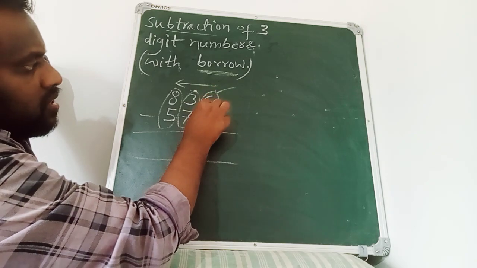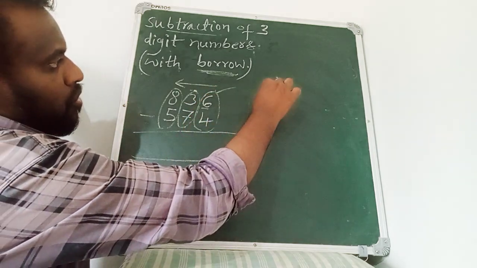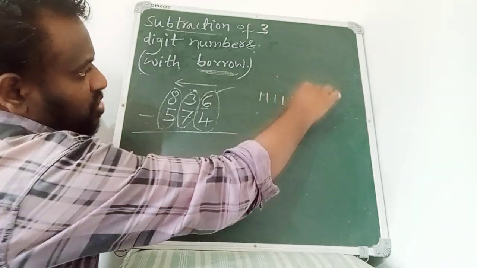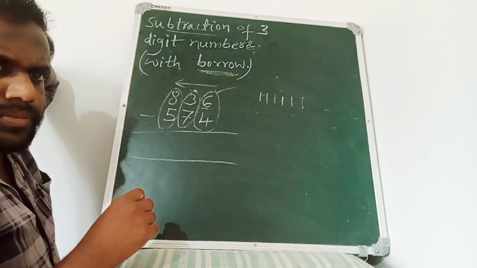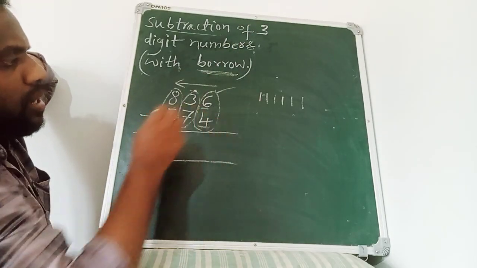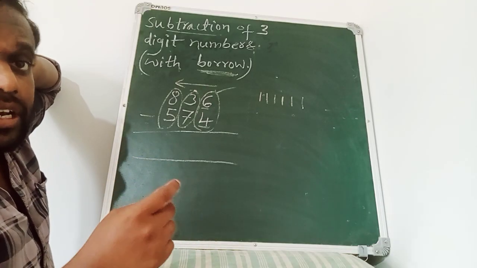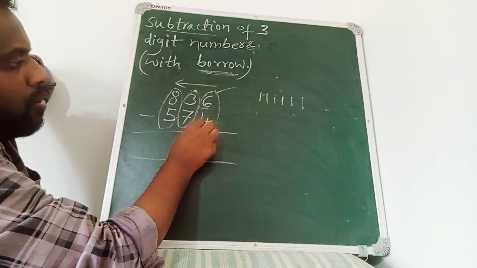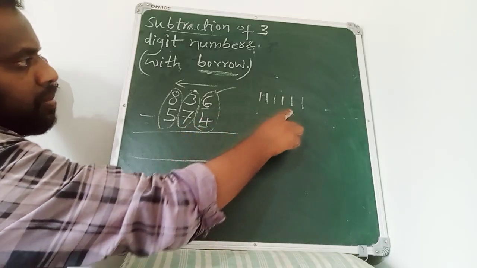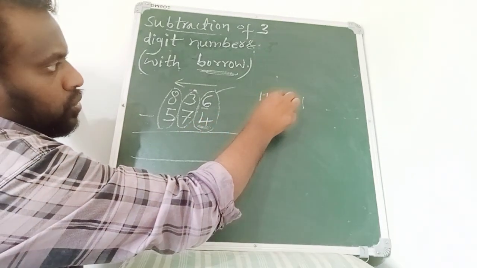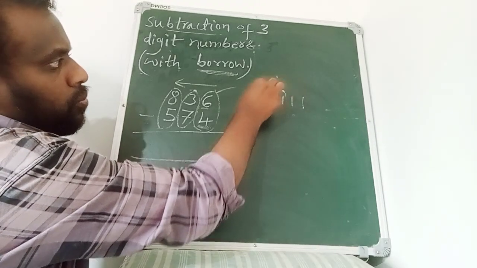For that, first consider this top number 6. Draw 6 lines. 1, 2, 3, 4, 5, 6. We have to subtract 4 now. Subtraction means remove. That means we have to remove 4 lines from this. First group 4 lines. 1, 2, 3, 4. I will group this.